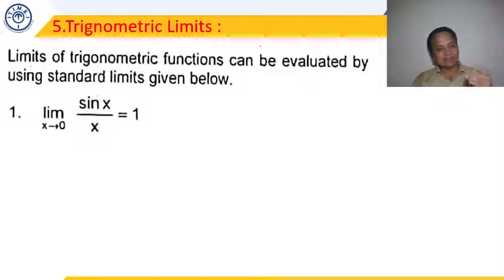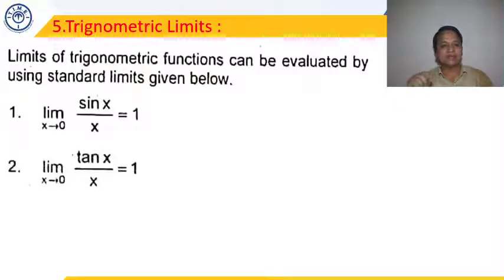Suppose it says x tends to 0, sin x upon x. If we directly substitute x equal to 0, it's 0 upon 0, but x is tending to 0. So we use this result: limit x tends to 0, sin x upon x is 1. Please remember, whenever you find this expression, sin x upon x, when x tends to 0, the answer is 1. Then second, limit x tends to 0, tan x upon x is also 1. So the second result to be remembered: tan x upon x when x tends to 0 is 1, and sin x upon x when x tends to 0 is also 1.